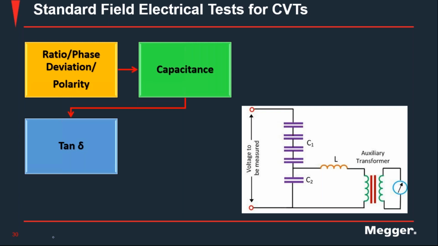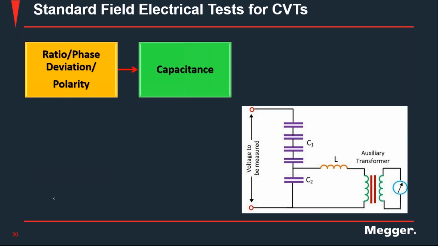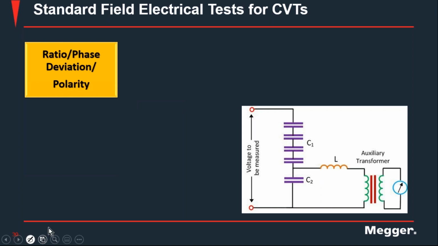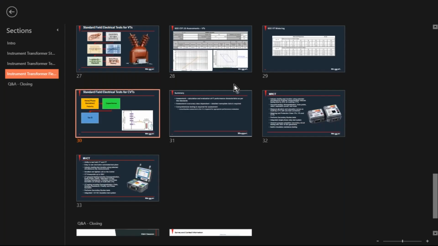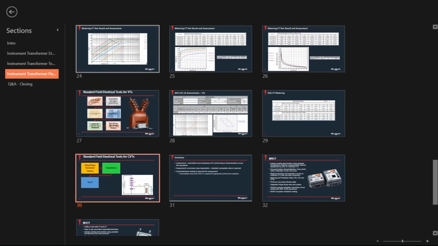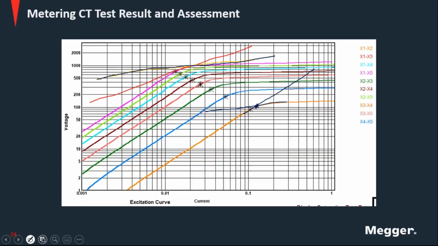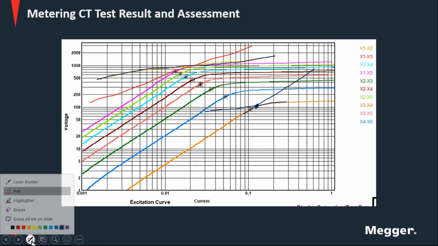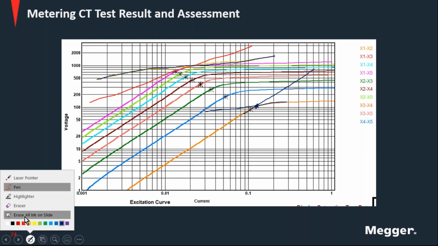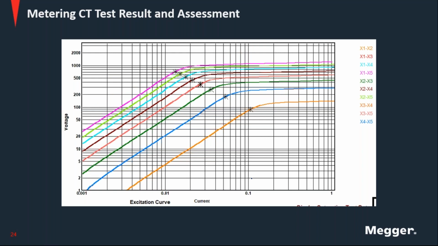What we're looking at again is to make sure that whatever our operating conditions are, we are within the linearity of that instrument transformer. Of course, this is to make sure that whatever we are getting on the secondary is a proportional representation of our primary value.